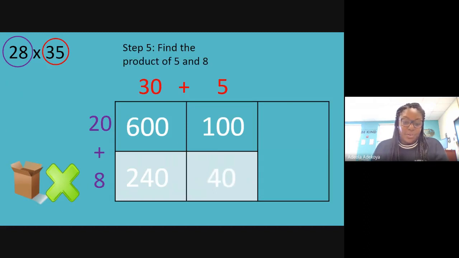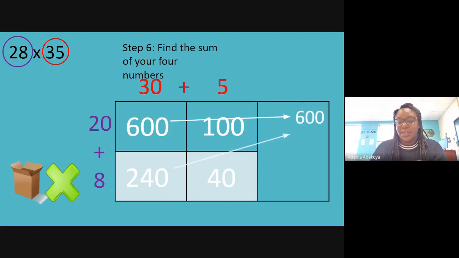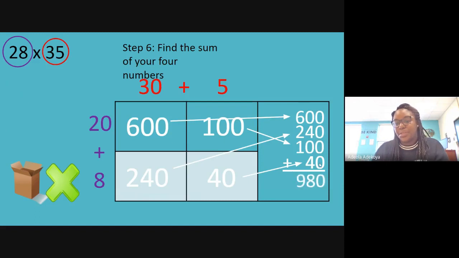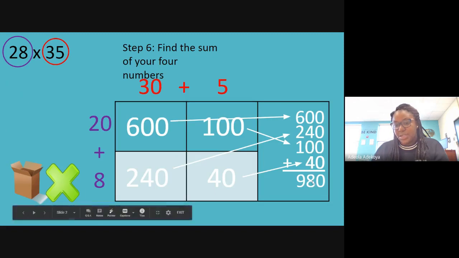After finding the product of all of these numbers, the next step is to add all of these products, and the addition of all of those products will give me my answer. I'm going to have my 600, 240, 100, 40, and add all of those numbers together. 0 plus 0 plus 0 plus 0 will give me 0. Here, 0 plus 4 plus 0 is 4, plus 4 is 8. And then 6 plus 2 plus 1 will give me 9. So the answer to this problem is 980.